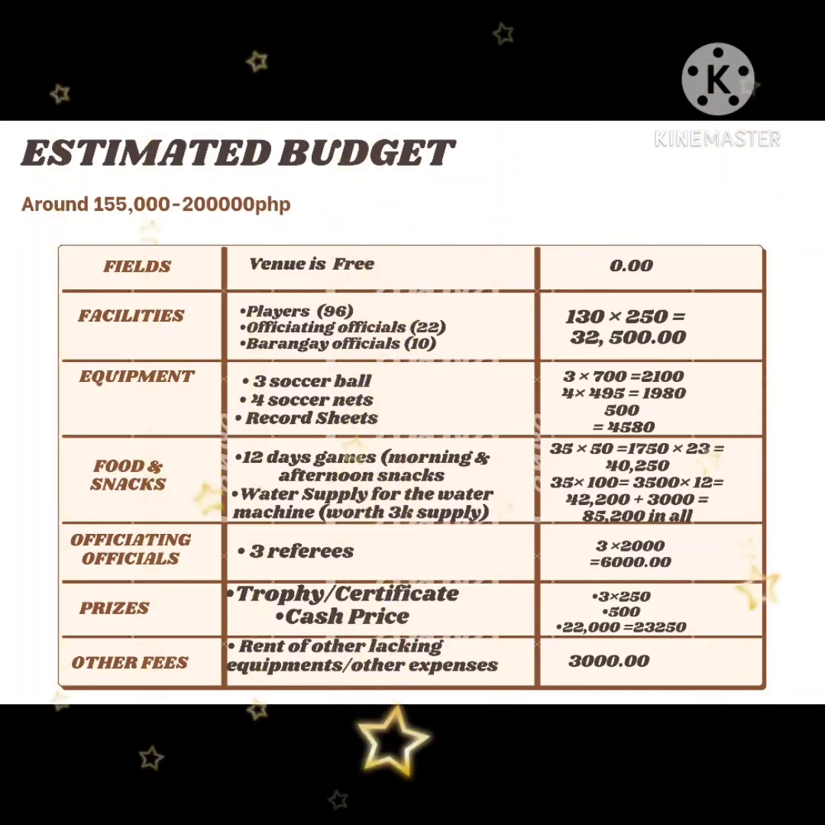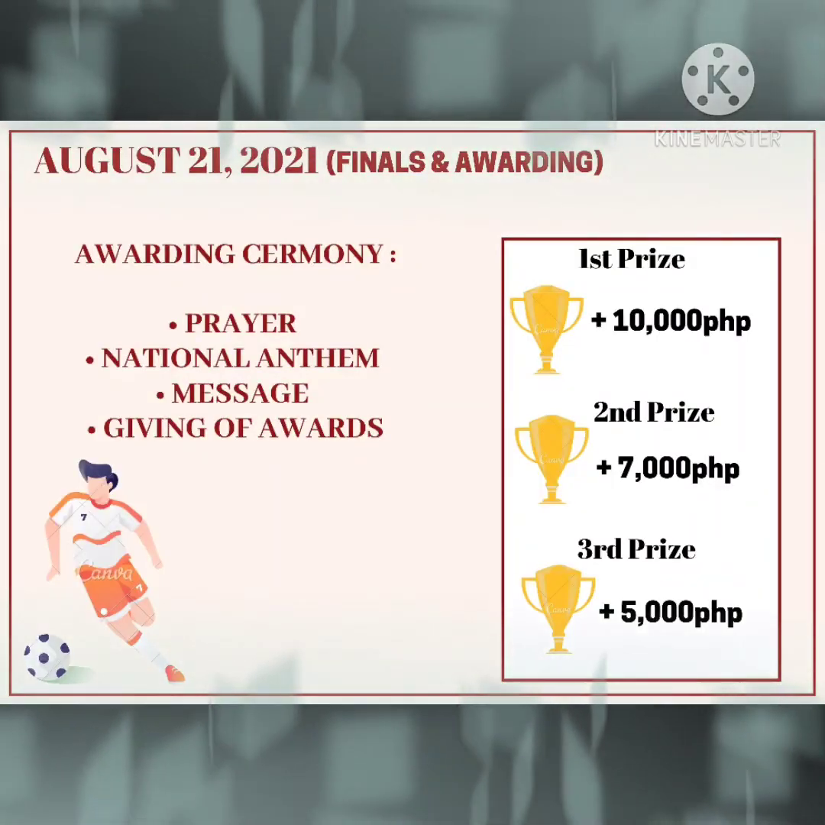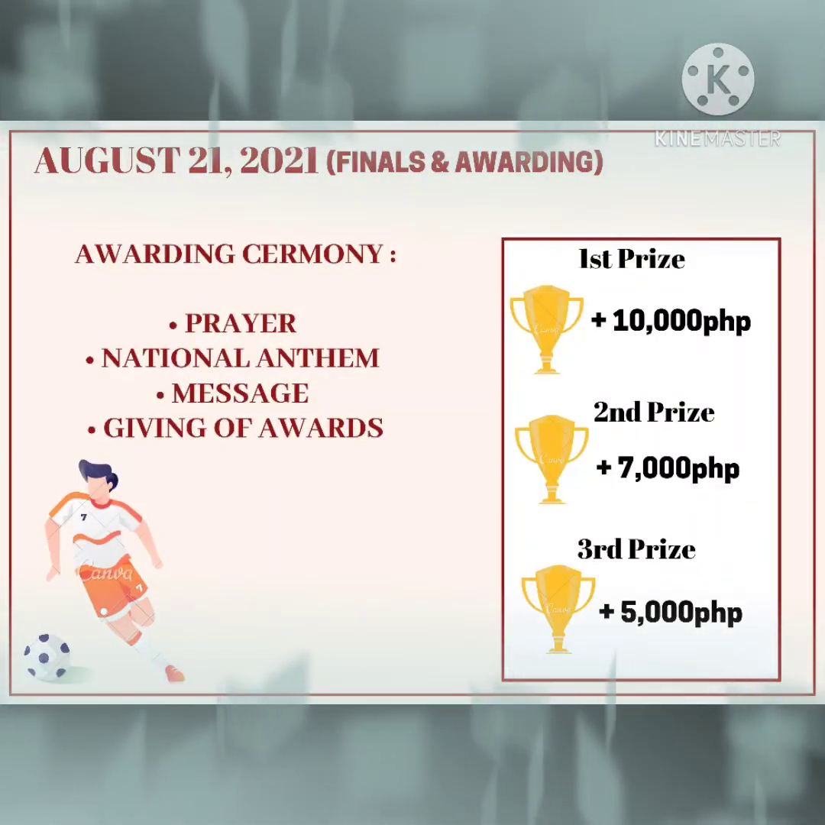So in total of 154,530 pesos. So ang estimated budget of this tournament is around 155,000 pesos to 200,000 pesos. So next, let's go down to the August 21, 2021 happening.